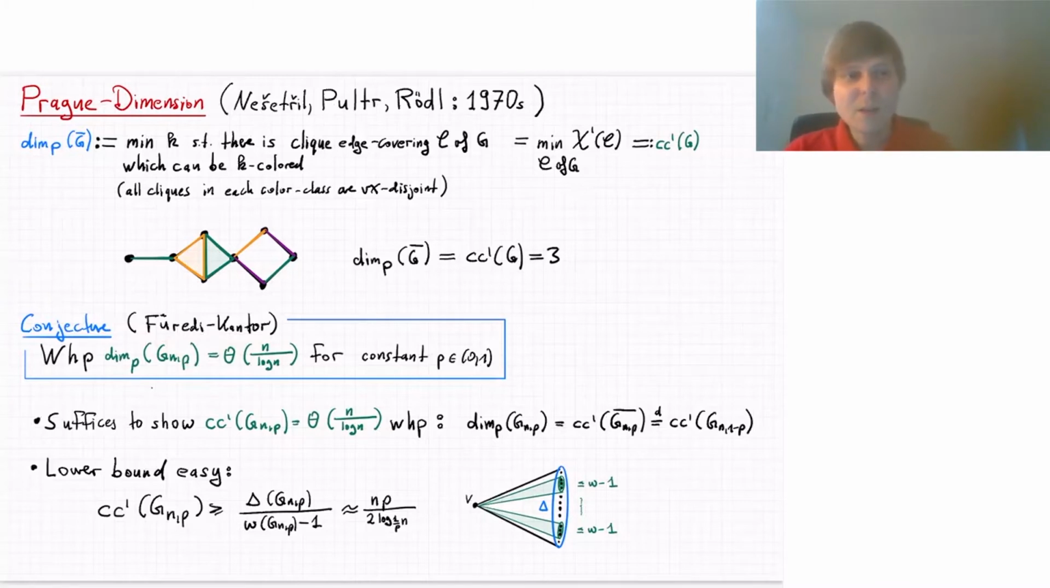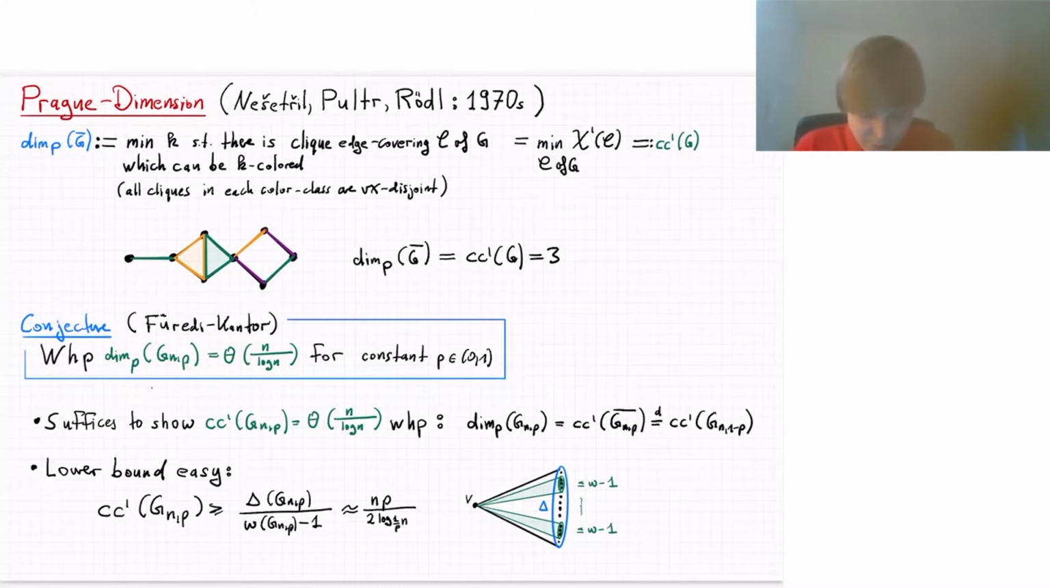tending to 1 as the number of vertices tends to infinity, the Prague dimension of the random graph G(n,p), so it's the n-vertex random graph where each of the n choose 2 edges is inserted independently with probability p. So their conjecture is that with high probability, the Prague dimension of the random graph G(n,p) is of order n over log n for constant p. Okay, so here by order n over log n, the implicit constants can depend on p. This is the convention I want to use here.